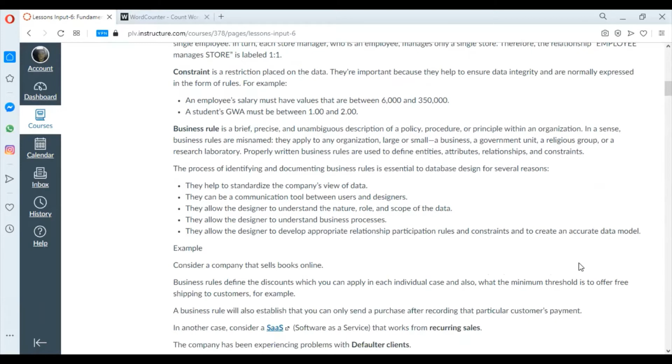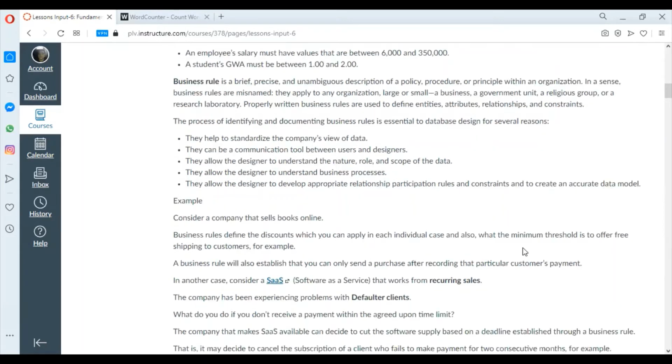So we use business rules for the following reasons. Standardize the company's view of data. Serves as a communication tool between users and designer. It allows the designer to understand the nature, role, and scope of the data. It allows the designer to understand business processes, and it allows the designer to develop appropriate relationship participation rules and constraints, creating an accurate data model.